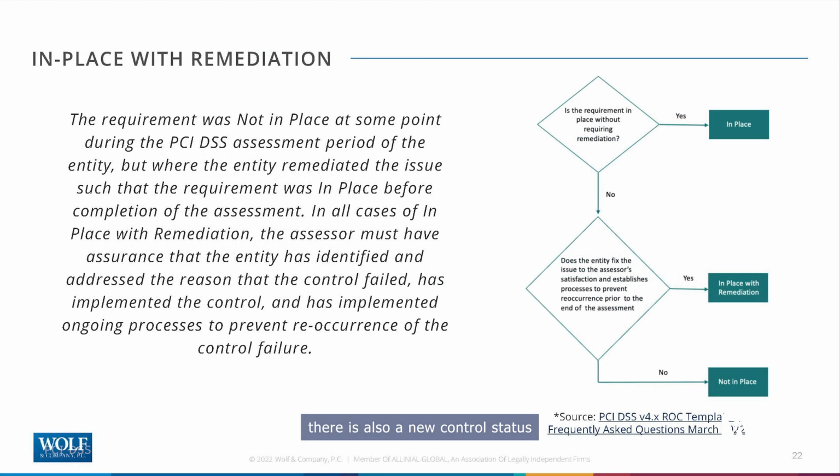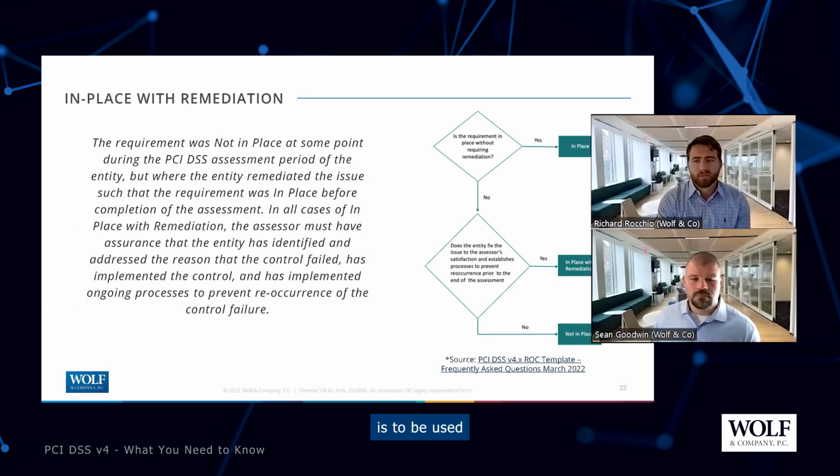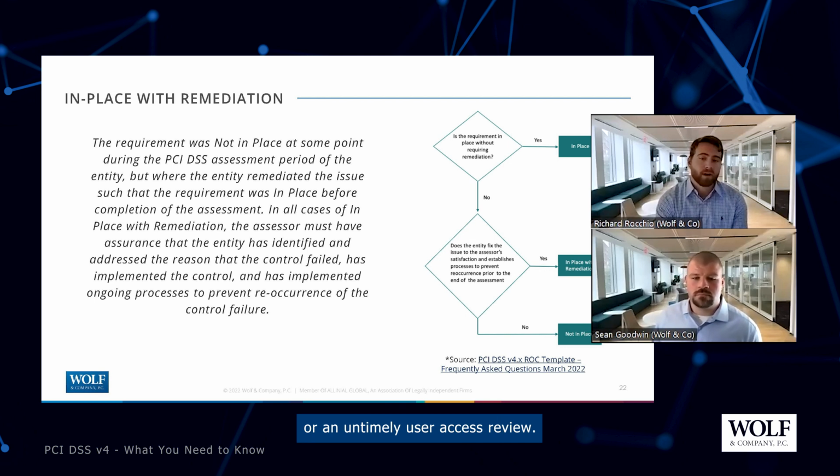In addition to that, there is also a new control status, and that is in place with remediation. And the intent of this status is to be used when at any point in testing, an entity is not compliant with a control, but throughout the course of testing, makes the necessary changes to become compliant at the end of the engagement. Now, part of making these necessary changes is being able to show that the control is implemented and will not fail in the future. Examples of this may include a mispatched window, an untimely removal, or an untimely user access review.